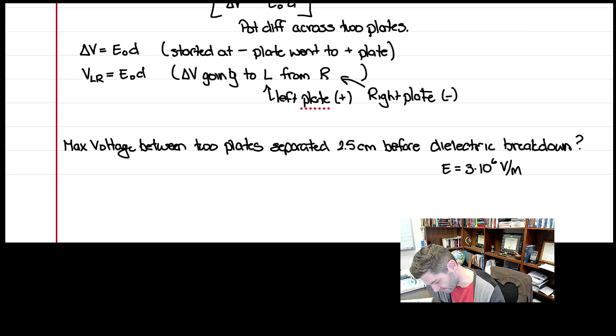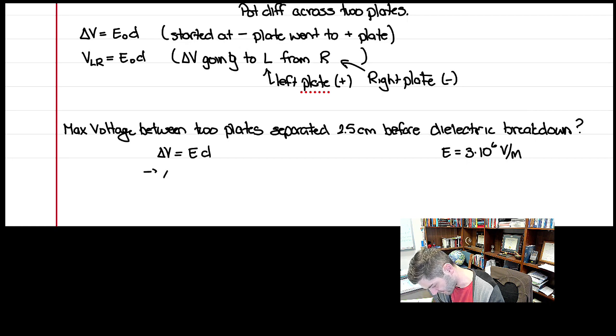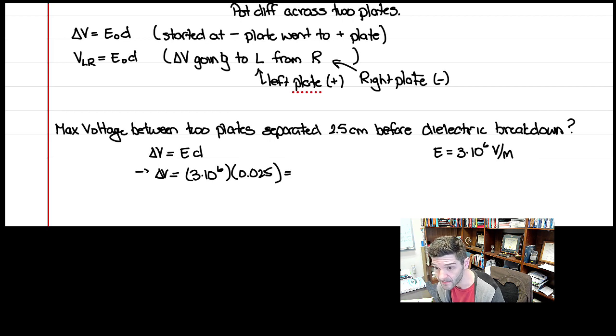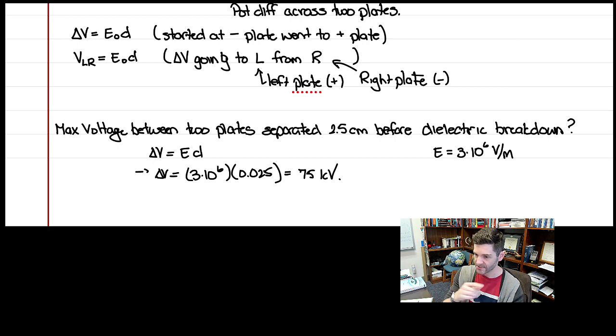Well, that's not too bad, because we know that the potential difference across the plates is equal to the electric field between them times the distance. So delta V is 3 times 10 to the 6 multiplied by 0.025 meters, and then the unit will be volts, and this looks like it's about 75 kilovolts before you would expect arcing or sparks in between the two plates, or two conducting pieces.